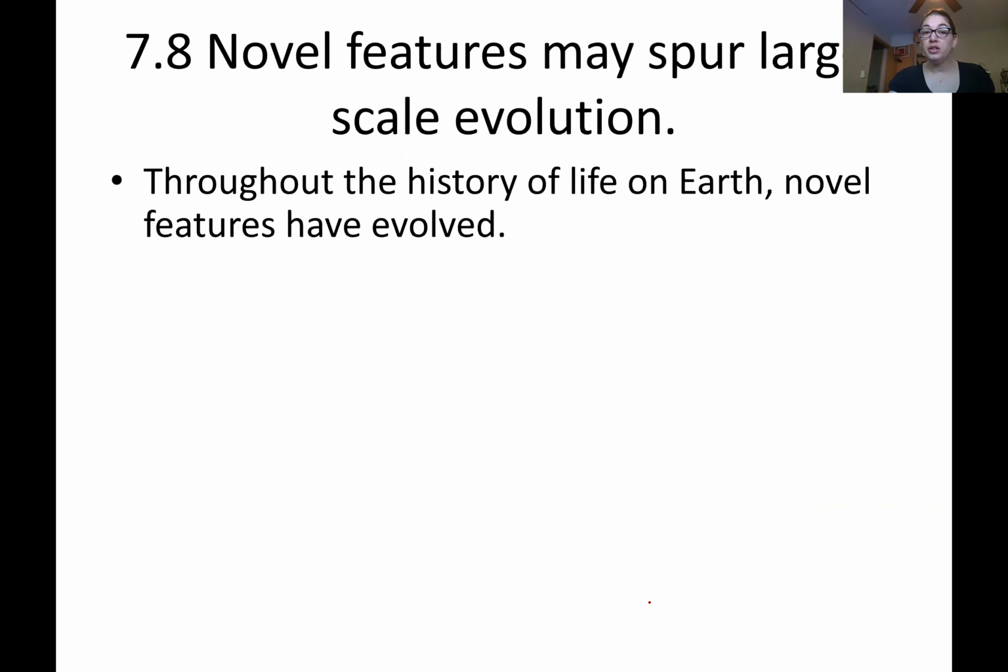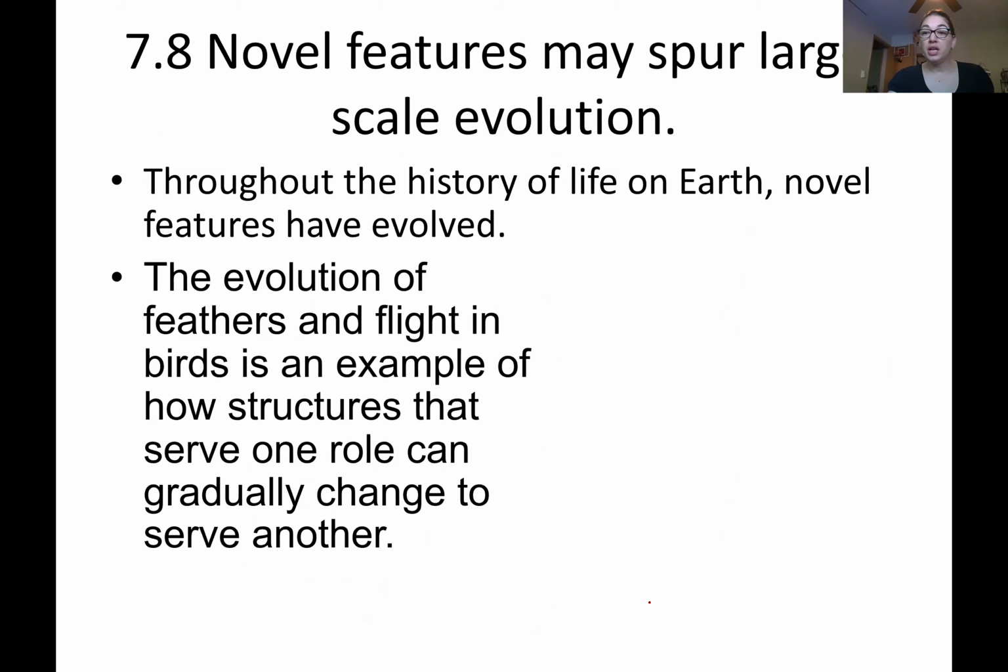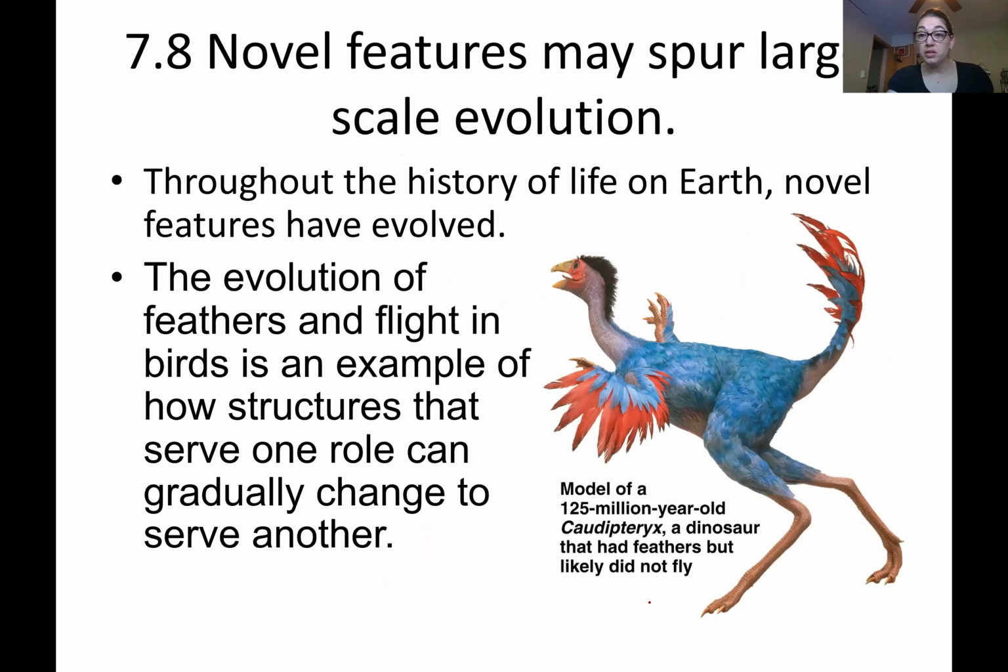Okay, novel features can incite large-scale evolution, and novel features have evolved over time throughout history. One example is the evolution of feathers and the evolution of flight in birds. This shows how structures that serve one role can gradually change to serve a different role over time. Early birds or dinosaurs that had feathers, we believe, were not able to fly. They didn't have enough to support flight. They might have been able to glide. They may have been used for support when you're propped against a tree, for example. Those feathers, those adaptations, changed over time to allow something like flight.